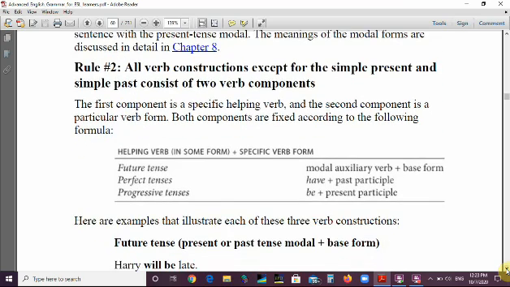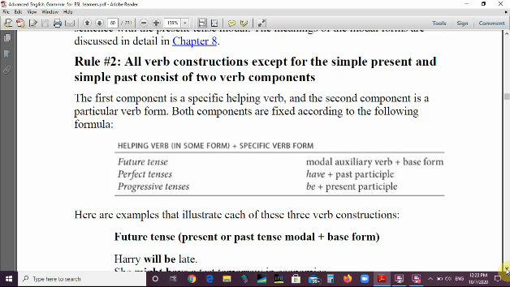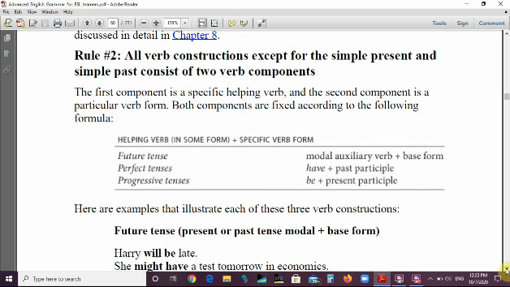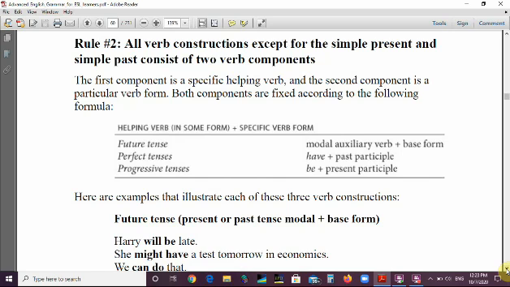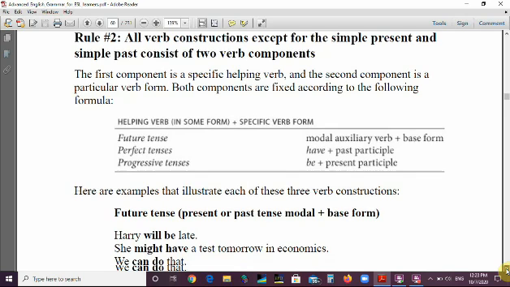So this is rule 1. Again, rule 1: when we have a verb phrase, the first verb is tensed, or it is affected by the subject-verb agreement. Rule number 2: all verb constructions except for the simple present and simple past consist of two verb components. In English, the simple present and simple past are the only verb forms that are one word. I played tennis yesterday. Played, one verb. My brother plays football every day. Plays, one word. Present simple and past simple. Any other tense has at least two words.